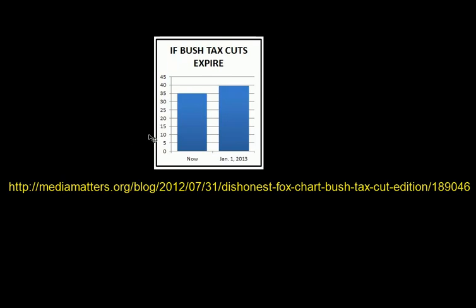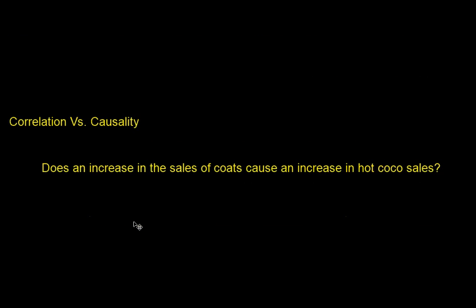graphs. Another way that statistics can be misused is when people try to make causal statements based off of correlation results. So for example, increasing the sales of coats also corresponds to increasing hot cocoa sales. Every year you have more coats being sold and more hot cocoa being sold, and when less coats are being sold, less hot cocoa is being sold.